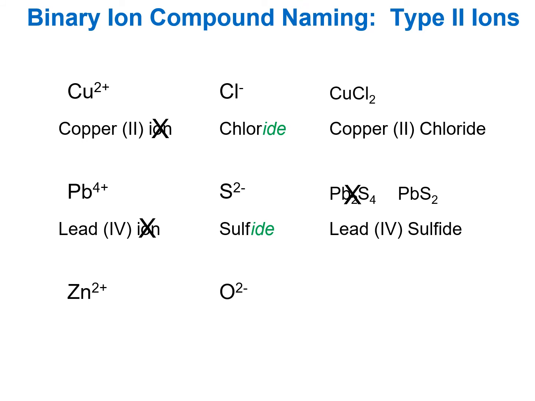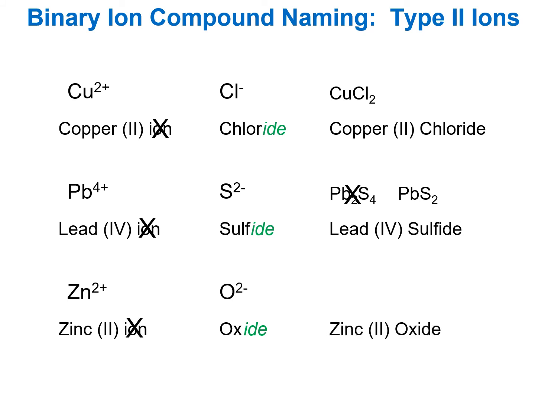Well, we're dealing with type 2 ions, so guess what we're going to call zinc? You could look it up on a chart if you wanted, but zinc is going to be zinc 2 ion. What are we going to call this oxygen with this negative charge? Well, it's got the root word of ox. We're going to add that -ide to it. Oxide. You've heard that before. Well, here it is. This is how it gets that name. We're going to get rid of the ion, and we're going to name it zinc oxide.